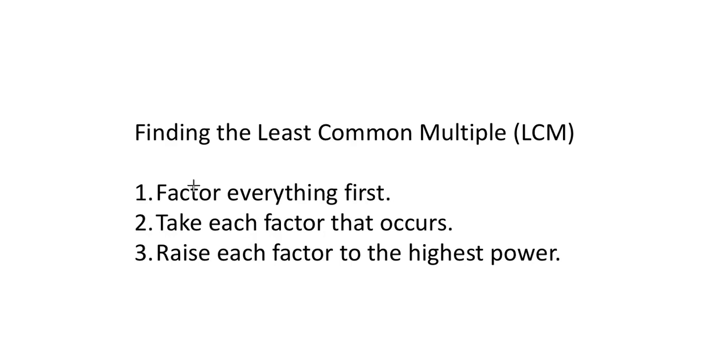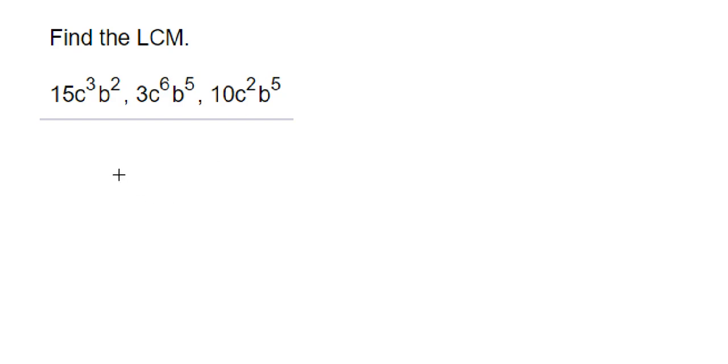So to find a common denominator, to find a least common multiple, for these polynomials anyways, what you're going to want to do is factor everything first, then take each factor that occurs and raise each one to the highest power that occurs. And you'll multiply all that together, and that'll become your common denominator, or your LCM. So let's practice finding the LCM.